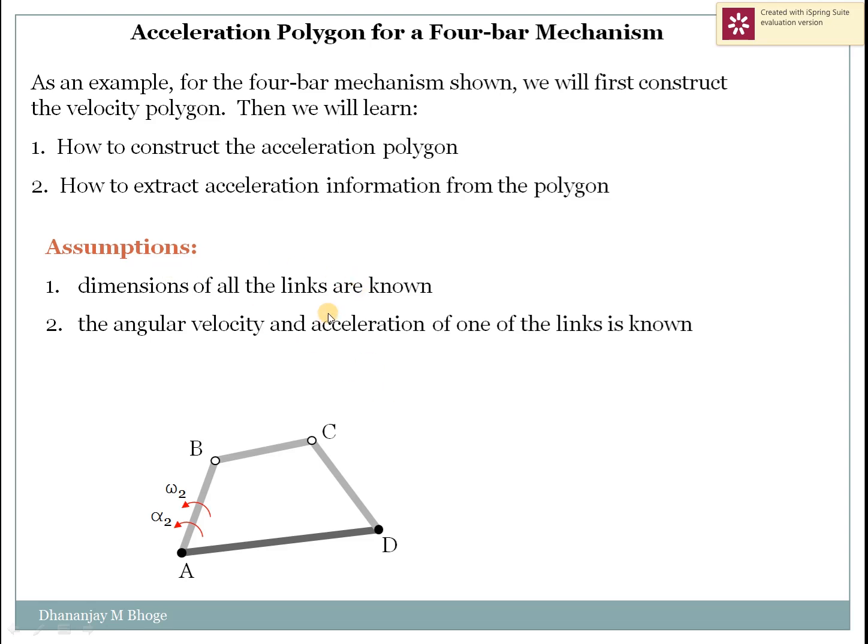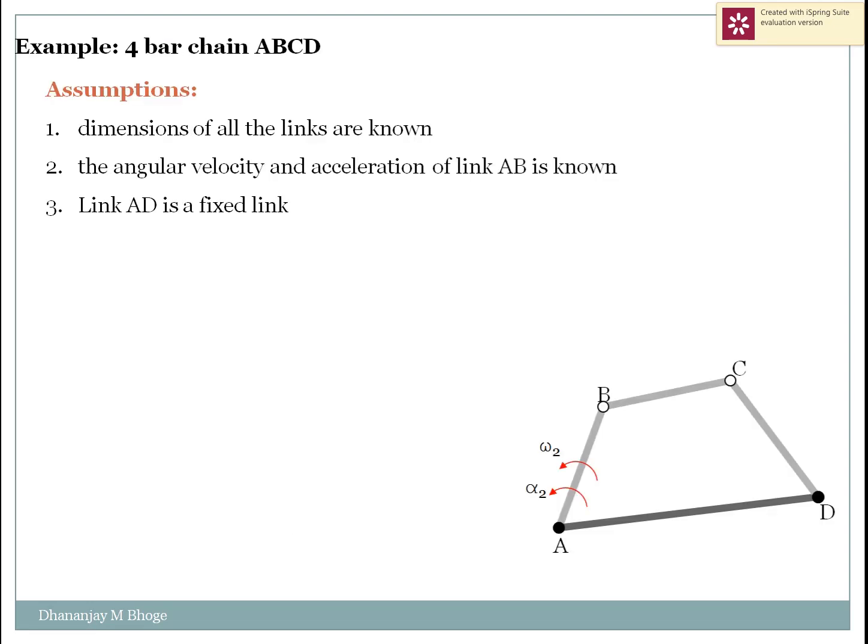We'll make some assumptions here. Dimensions of all the links are known and angular velocity and acceleration of one of the links is also given. So take an example of 4 bar chain ABCD. Let us suppose that dimensions of all the links are known and the configuration diagram is drawn at some suitable scale. Angular velocity and acceleration of input link AB is given and link AD is a fixed link.